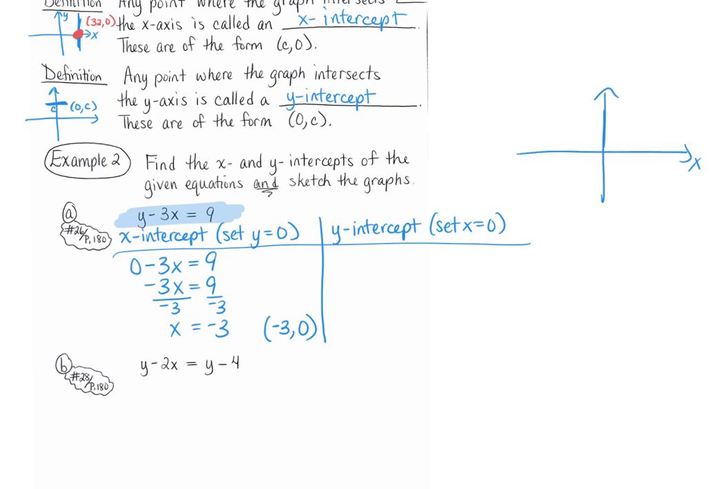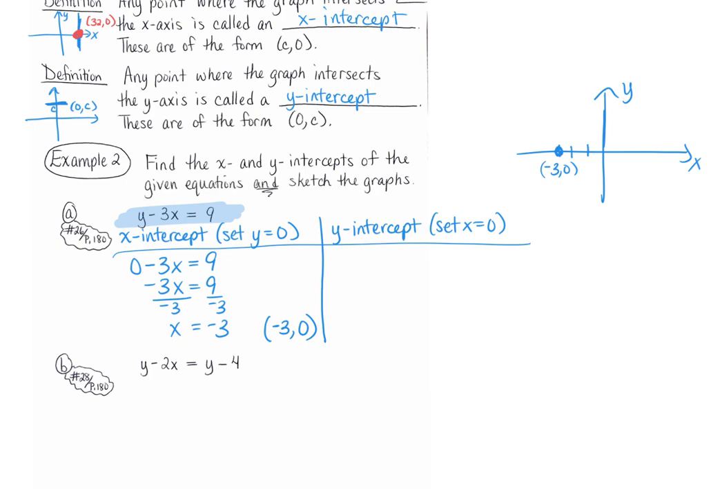Tell me how to get there from the origin. Go left 3. Okay, so we get negative 3 comma 0. Are we good there? Did someone say no? If you said no, tell me why. Yeah, because we have to graph y. We have to find our y-intercept. So we find our y-intercept.